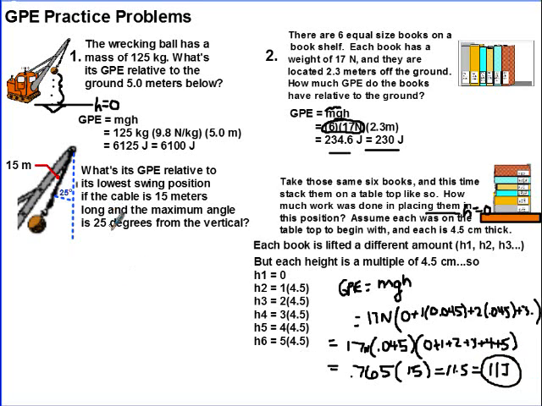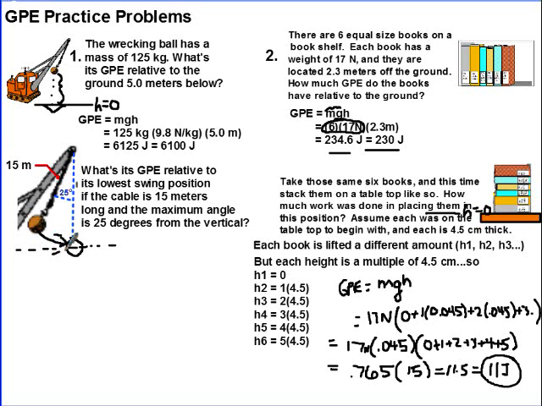And last but not least, I want to take a look at how we can use a little bit of trigonometry here to calculate an object's GPE if I choose a different reference location. Let's say that I'm really interested in saying what is the GPE of the wrecking ball at a location here if I choose this as my reference, so the position at its lowest point in the swing.